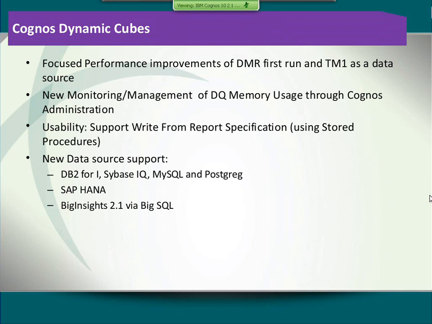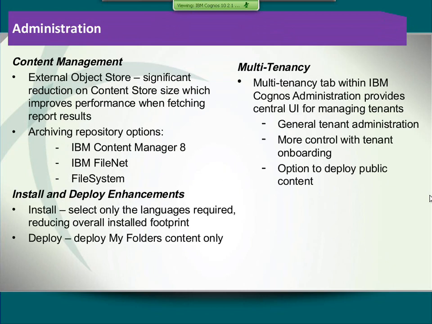So some additional administration features. For those of you who are in the weeds, under our content management, we do have an external object store. One of the complaints that we had from people was our content stores are getting too big. Part of it is we're saving files such as our PDFs or our Excels, either because we have to or because the user community has required it of us.